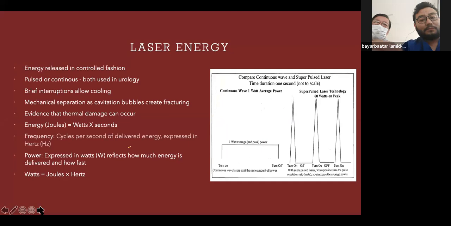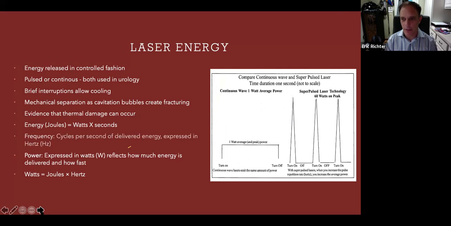Okay. So laser energy, in other words, how the energy creates tissue destruction. A laser releases energy in a controlled fashion. In the case of a holmium laser, when you hit the foot pedal, it can be pulsed or continuous. Both are used in urology. In general, with stones, it's pulsed energy. Continuous energy is more seen with tissue destruction of prostate. There does have to be brief interruptions to allow cooling. There's mechanical separation as cavitation bubbles create fracturing of stones. There is evidence that we'll talk about a little later that the thermal damage can result in tissue damage.